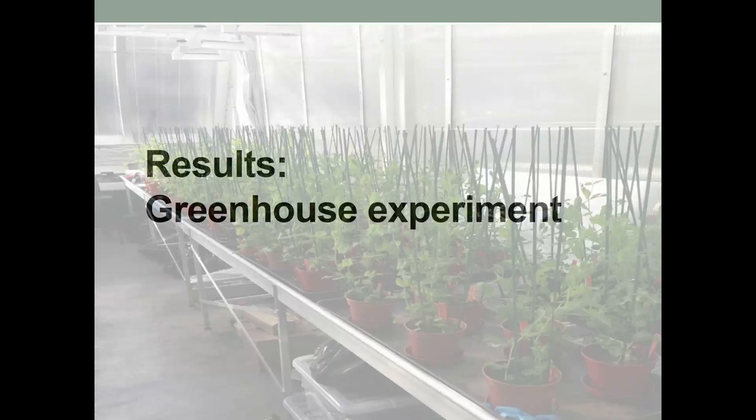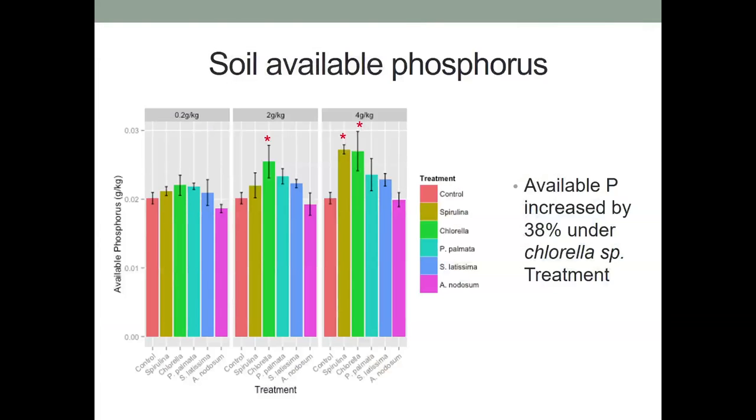So the results for the greenhouse experiment first. I got several results, but I've only chosen to show a few, and these were the ones which are the most significant and also the most interesting. So for soil available phosphorus, chlorella especially was shown to increase soil available phosphorus concentrations by 38%, and under high application rates of the chlorella and spirulina treatment, soil available phosphorus increased significantly in comparison to the control. And this was expected because these two species had the highest concentrations of phosphorus in their biomass initially.